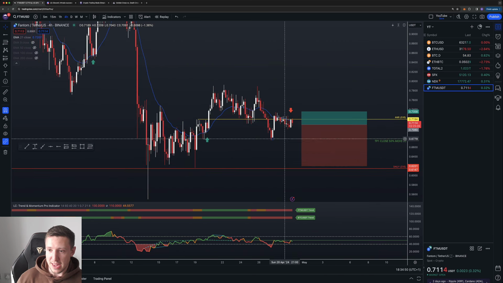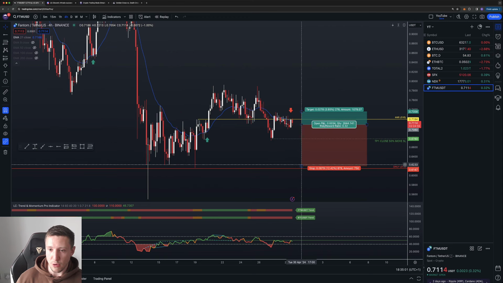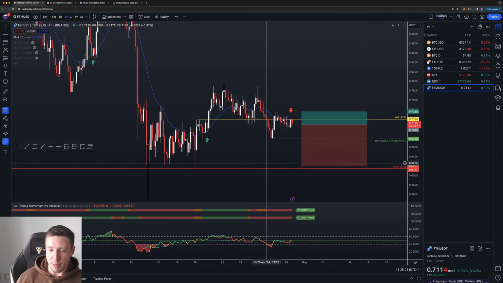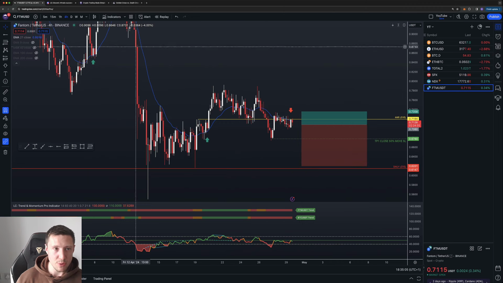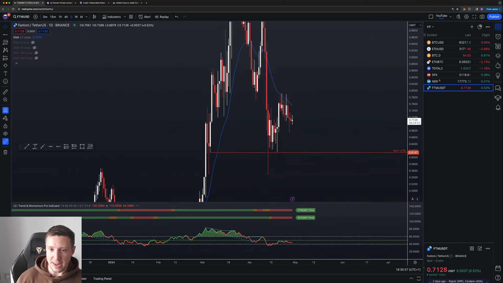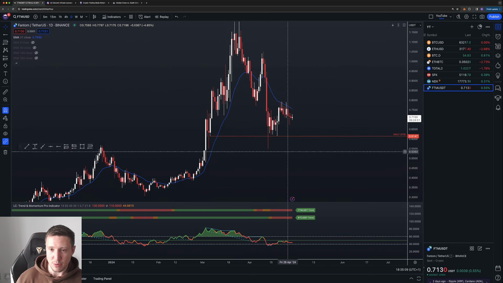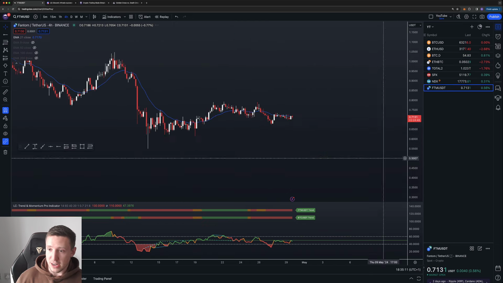My TP is here at 67.8 cents, where I'm going to close 50% of the position, take some profit, move stop loss to break even, and then hopefully the trend plays out to come back down and attack these lows here, which if we go to the daily time frame is a big daily level, which I'm targeting down here at 61.5 cents. So it should work out.